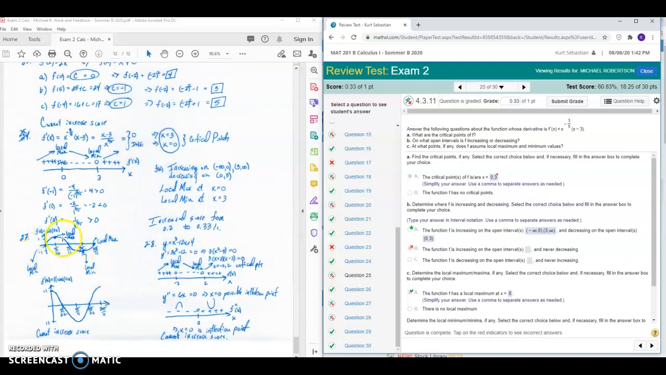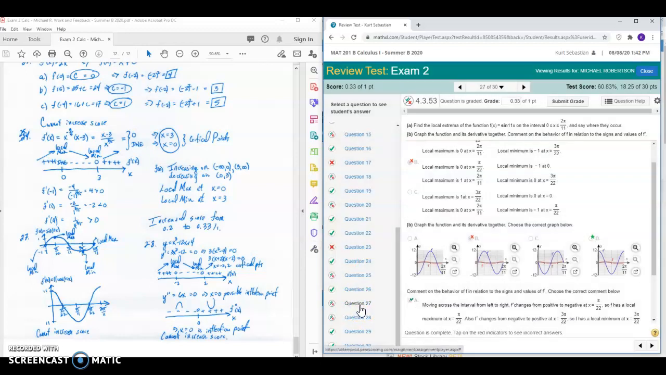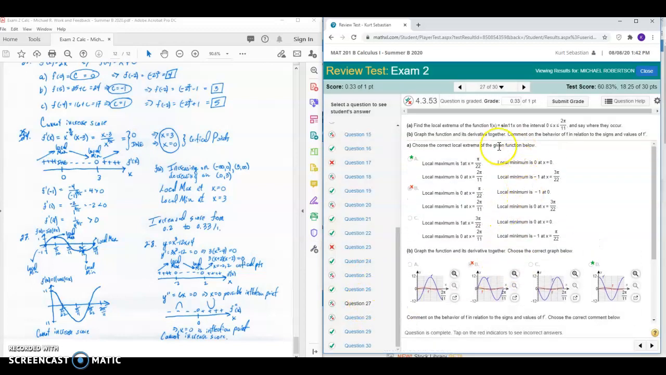All right. Based on your answers, I did feel like I could increase something there. All right, 27. Similar type problem, except this is just understanding the sine and the cosine functions really more than anything.